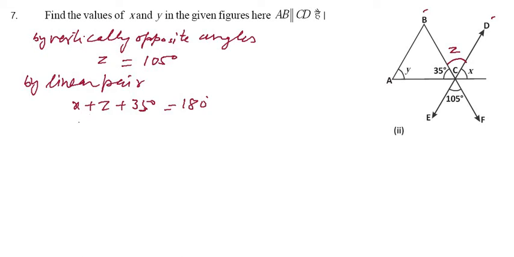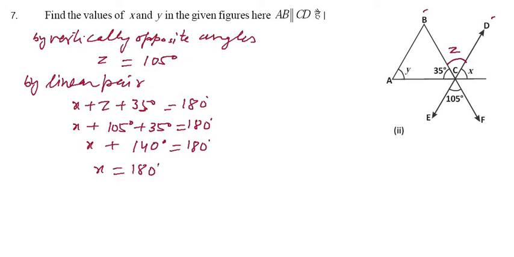So x plus 105 degrees plus 35 degrees will be equal to 180 degrees. First of all you can add: 5 and 5 is 10, 3 and 1 is 4, and here is 1. So 140 degrees will be equal to 180 degrees. So x will be equal to 180 degrees minus 140 degrees, so x will be only 40 degrees. So that one is your first answer.